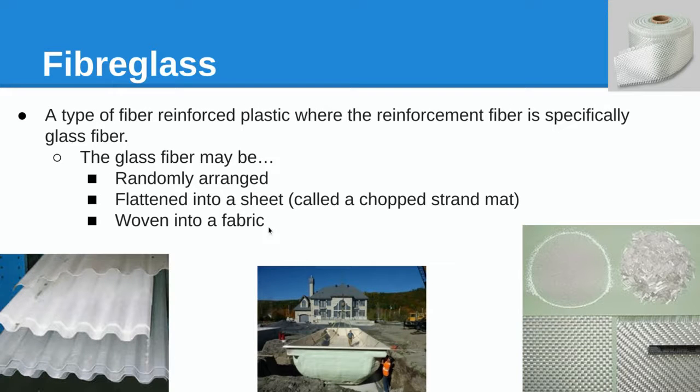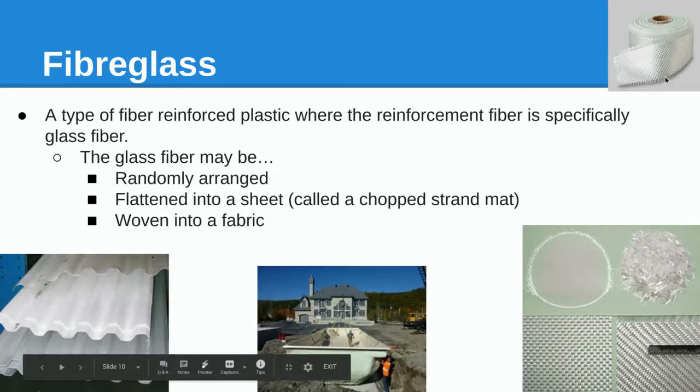Fibreglass. A type of fiber reinforced plastic where the reinforcement fiber is specifically glass fiber. The glass fiber may be randomly arranged, could be flattened into a sheet called a chopped strand mat, or it can be woven into a fabric, similar to what you see in these pictures. And the reason I put this pool down here, this is a fiberglass pool. So it gives you an idea of what we might want to make out of fiberglass.